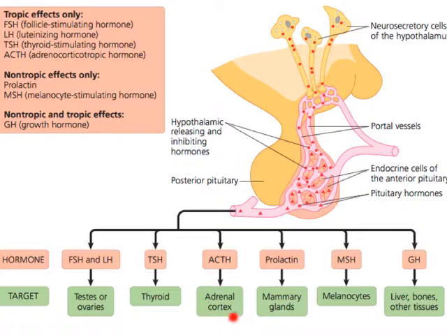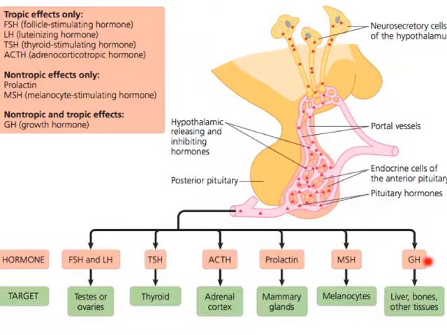ACTH addresses the adrenal cortex. Again, it's a tropic hormone. Adrenal cortex is part of the endocrine system. Prolactin is a non-tropic hormone because the mammary glands are not part of the endocrine system. Okay? They are part of an exocrine system, slightly different system that we've talked about in class. MSH is not a tropic hormone, as you can see here. Melanocyte stimulating hormone. It basically is in control of the melanin in your body. We'll talk about that one later on.